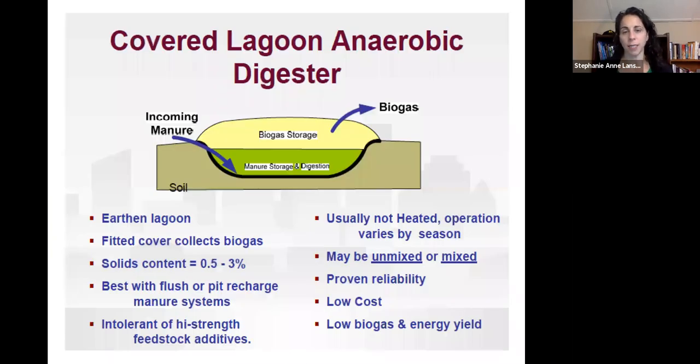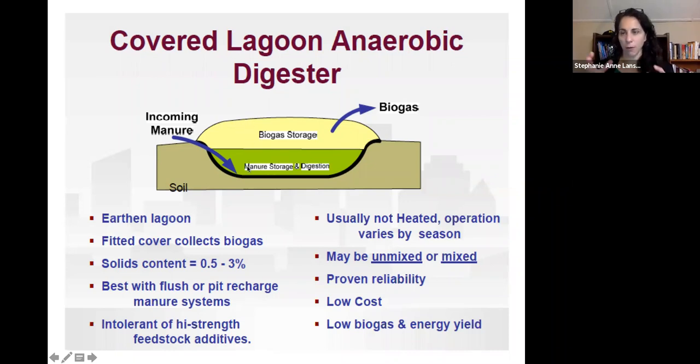So in terms of types of digesters, we can have a covered lagoon digester, which again just has the basic lagoon that you have, and you just put a cover on it for manure storage. Often these are not heated, and they may be mixed or unmixed. They're often not mixed.